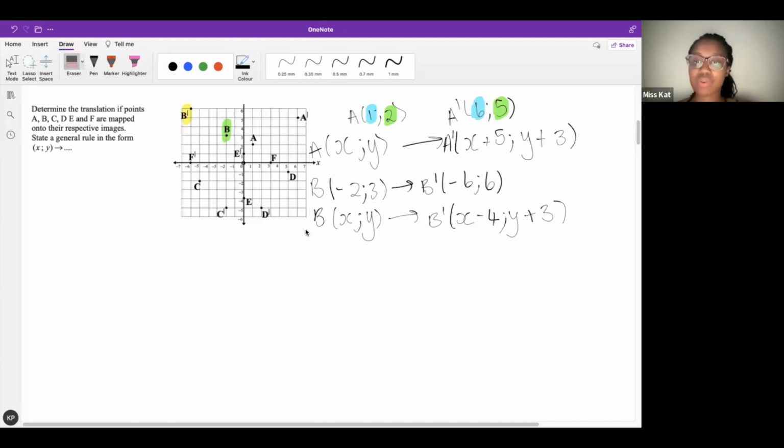So we always take the original one as the point XY. Isn't that how we write coordinates? We always write it as XY, right? So I'm asking you, how do I get from B to B prime? This is telling me, take the X coordinate for B and move 4 units to the left. If you start here, you have to move 1, 2, 3, 4 to the left. And then it says you must move 3 units up, 1, 2, 3, and you are at B prime. Do you see?